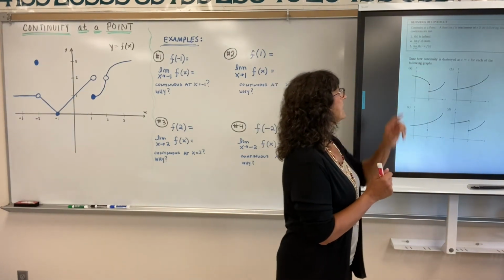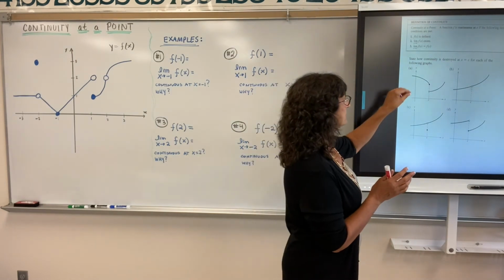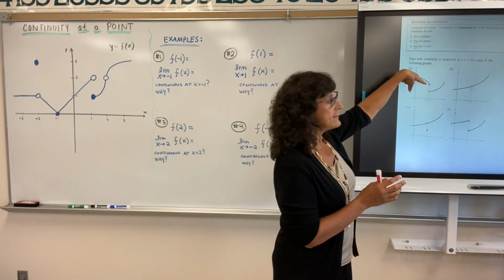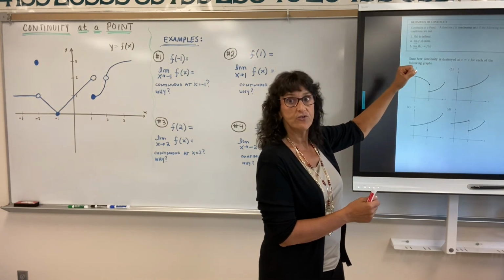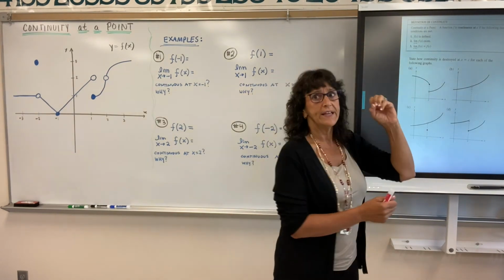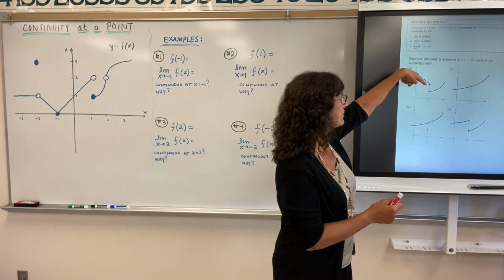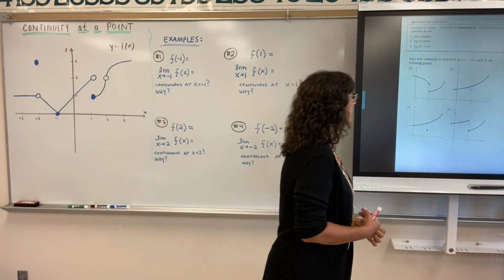For letter A, condition one says the function value must be defined. Do we have a function value for letter A? We do. It's right there. It's the closed circle. A closed circle means there's a defined value. Open circles are where values are not defined, but closed circles are. So yes, condition one is met because we have a closed circle right here. Condition two, does the limit exist?